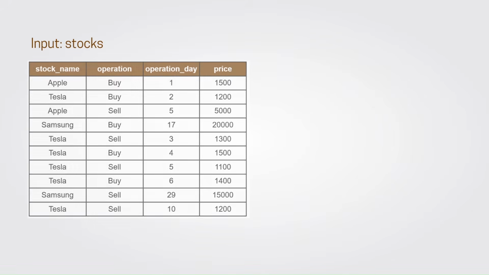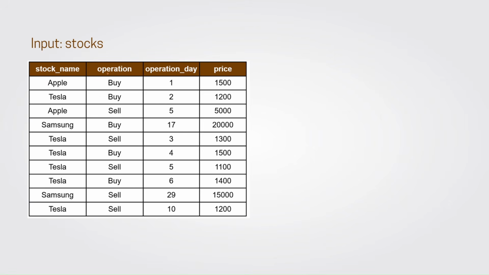So we have the input table named stocks having 4 columns. The first column is stock name, which is the asset that is being traded. So in this case, we have 3 unique stocks: Apple, Tesla, and Samsung, in this sample input table.